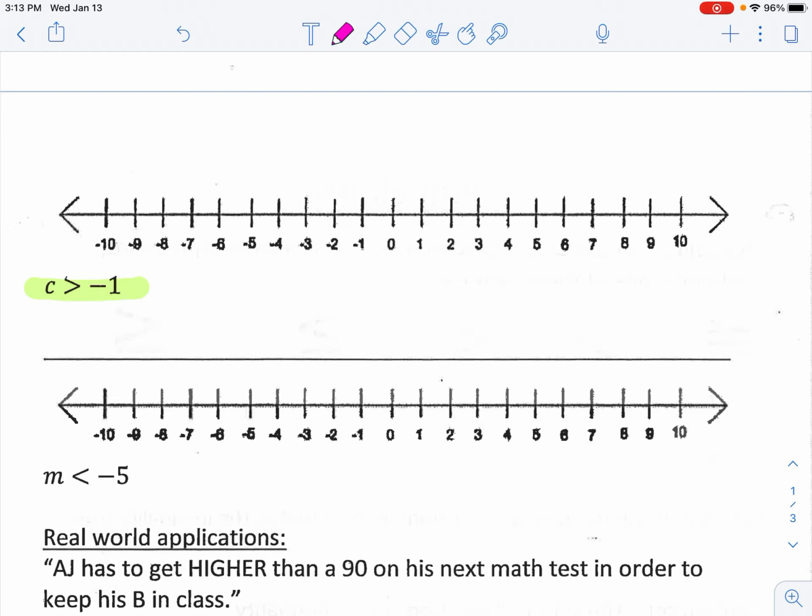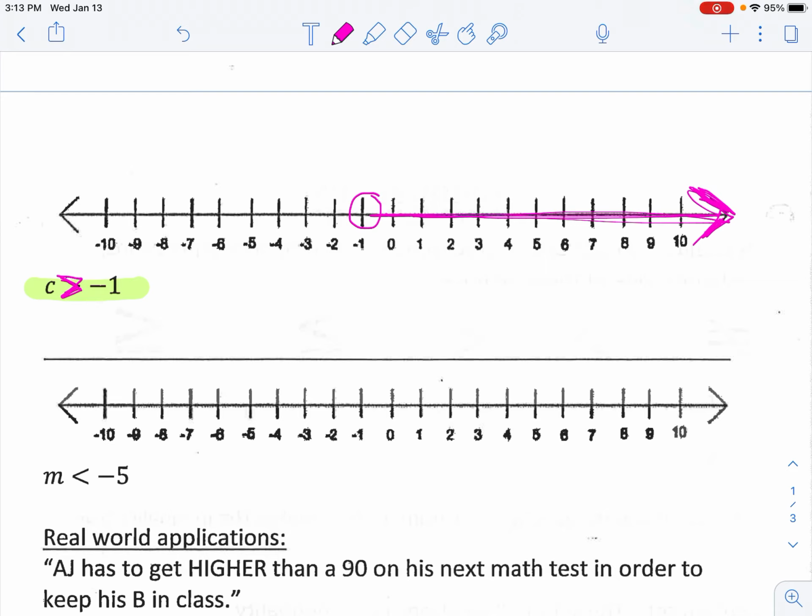C is greater than -1. Step 1, put a circle at the solution. Step 2, decide which direction the arrow is going to point. The easiest way, I think, to decide which way the arrow is going to point is look at the arrow of greater than. See how the arrow of greater than is pointing to the right? So I'm going to find the arrow on my number line that matches, that's pointing the same direction. So that's going to point to the right. So all of these numbers are solutions for C.